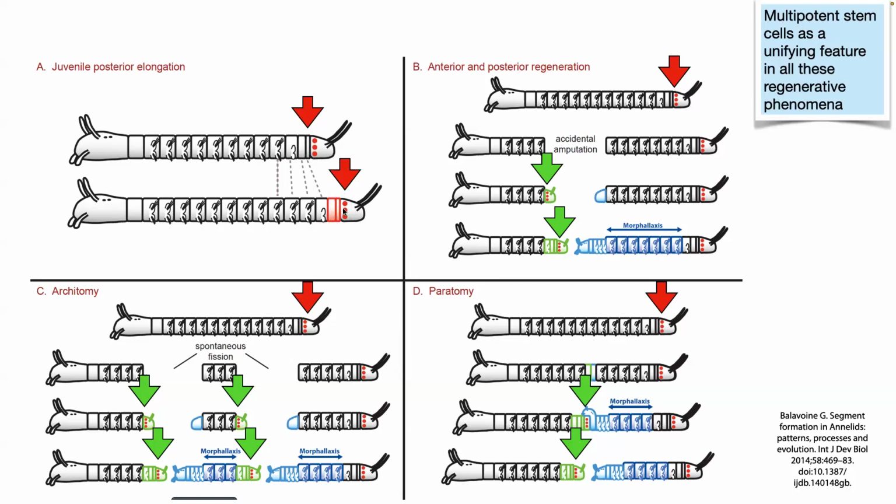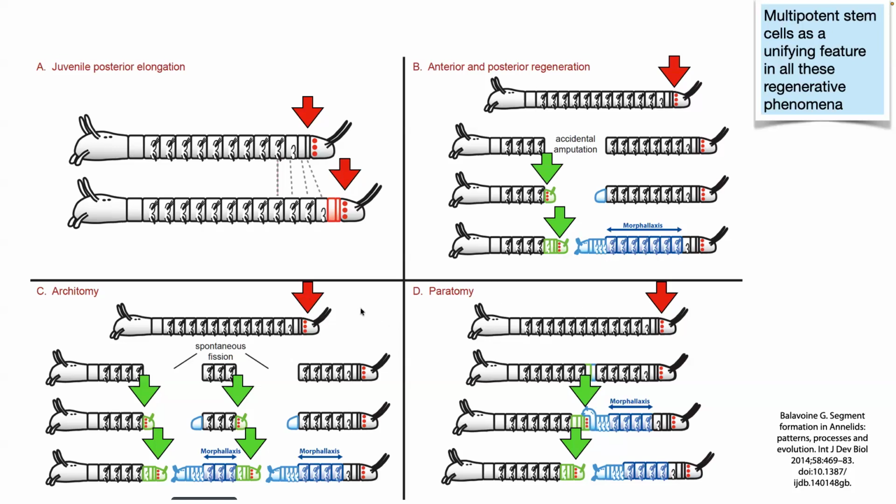forming new segments. And when the animals are segregating by, for instance, amputation, we can have posterior growth setting in the anterior segment that will lead to the new formation of stem cells that then will lead to the restoration of the lost tissue. And similarly, we can have anterior regeneration working as well.